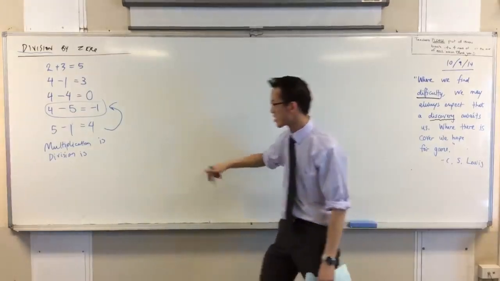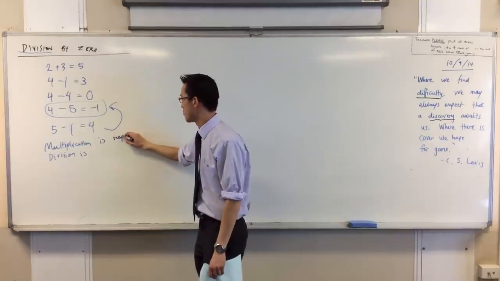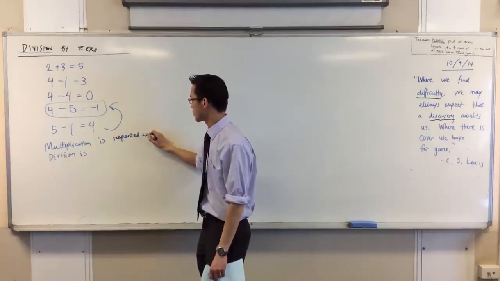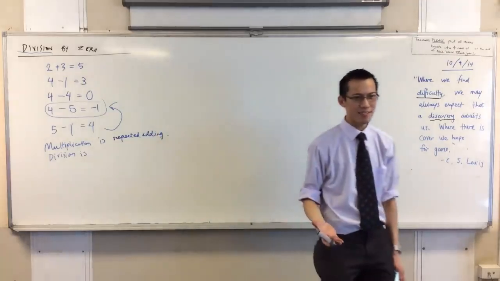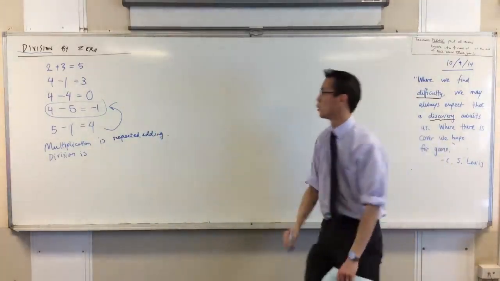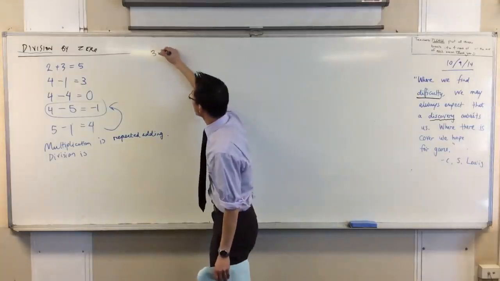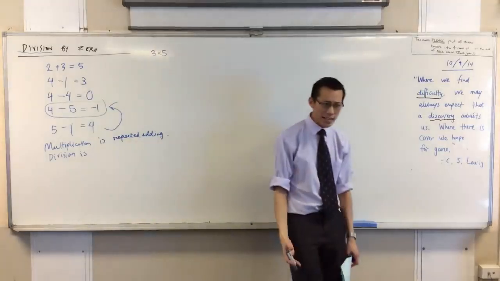Multiplication, multiplying, I think the simplest way to understand it is it's repeated adding. That's all it is, isn't it? Come on, think about it. Example, okay. 3 times 5. What is 3 times 5?